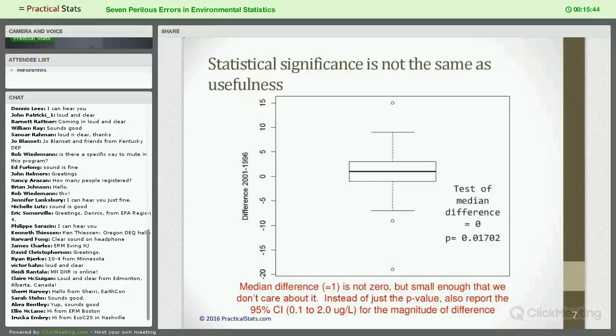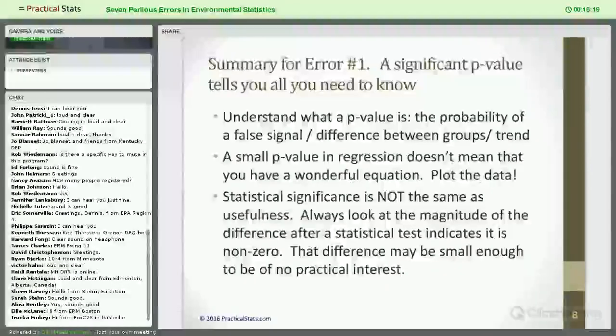It's important information. Why? Because this may be statistically significant. It may show you that there has been an increase in lead in this 5-year period, but an increase of 1 microgram per liter may not be useful at all. It may not be something that matters to you health-wise, environmentally. So whether or not there is a statistical significance doesn't tell you whether there's something that's useful, whether there's something that you care about, whether there's something of concern. So statistical significance is not the same as usefulness.